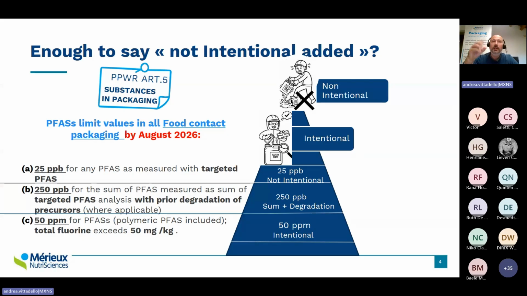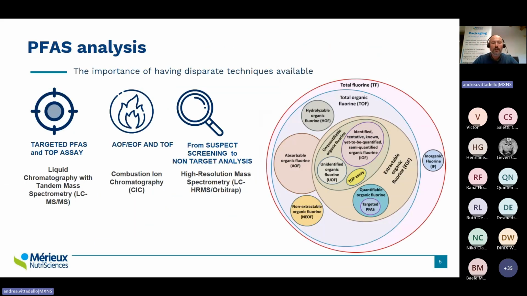If you compare that with the concept of precursor, you can get easily that the investigation and the picture that are requirements on analytical point of view on PPWR is so expressive of what is intentionally added and what is not intentionally. Therefore, you have to investigate both.